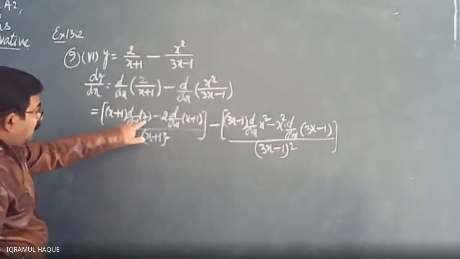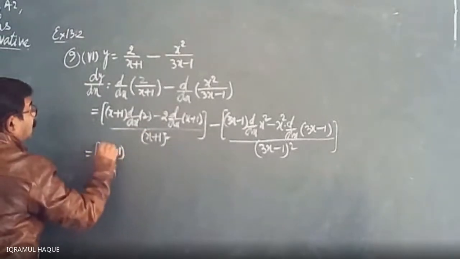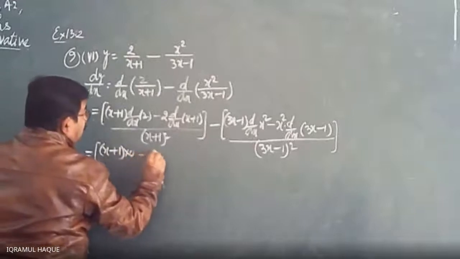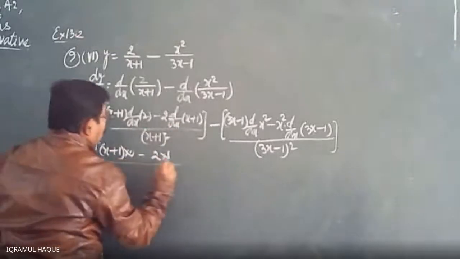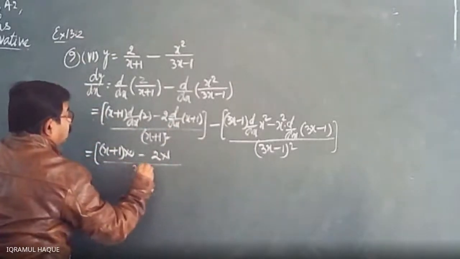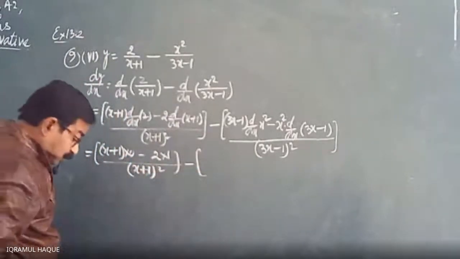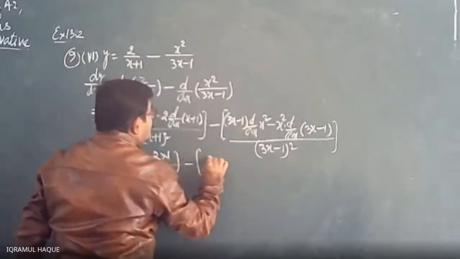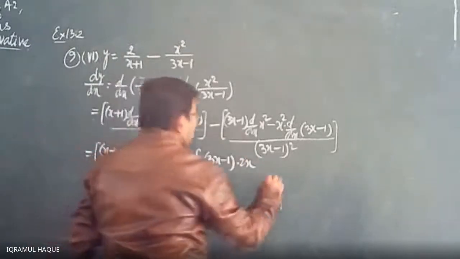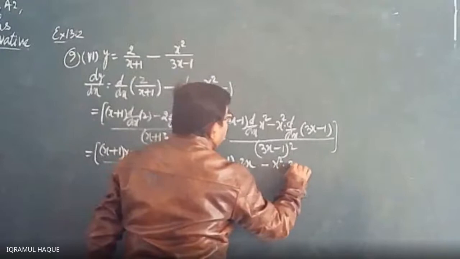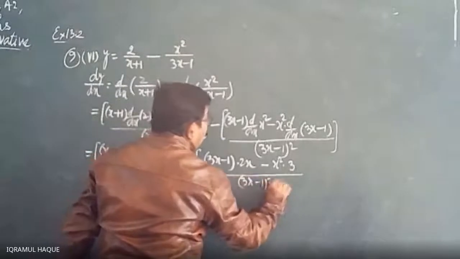See, here derivative of 2 is 0. So we have x plus 1 into 0 minus 2 into 1, this one, upon x plus 1 whole square, minus, here we have 3x minus 1 into 2x for x square minus x square into 3 upon 3x minus 1 whole square.